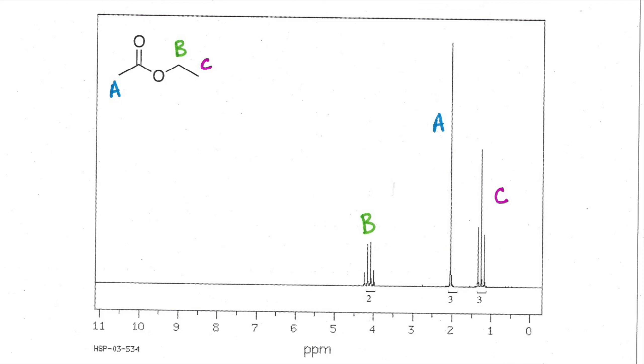Protons that we've identified as C are bonded to a carbon that's bonded to another carbon that's also bonded to an oxygen. So they're 3 bonds away from that electronegative atom, so that's going to help pull that chemical shift to be just a little bit higher than what we might expect for other methyl groups. So overall, this data matches very well with what we would have expected.